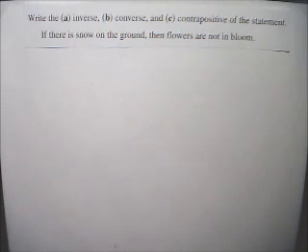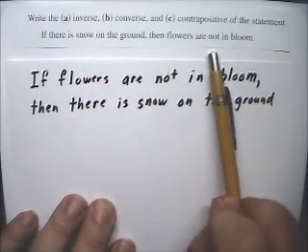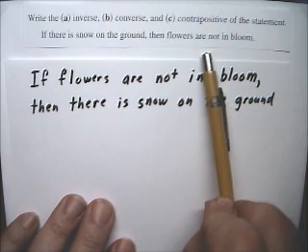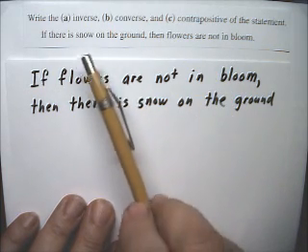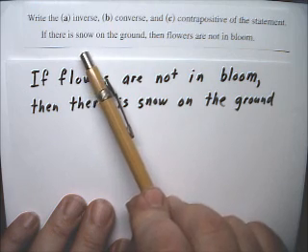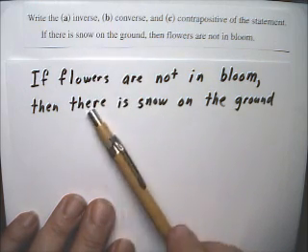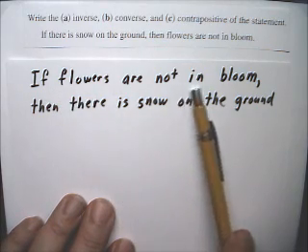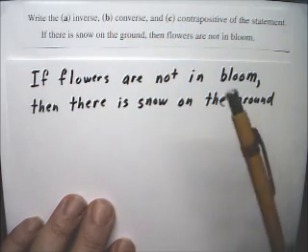Next, the converse. The converse, we switch the if and the then part. So this flowers not in bloom, that becomes the if part, and there is snow on the ground becomes the second part, the then part. If flowers are not in bloom, then there is snow on the ground.